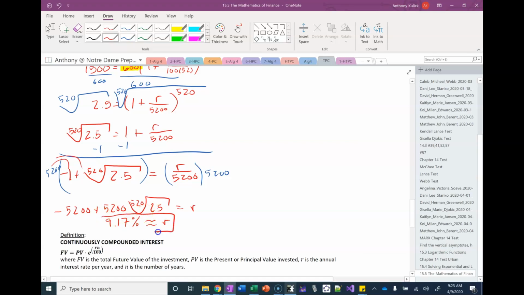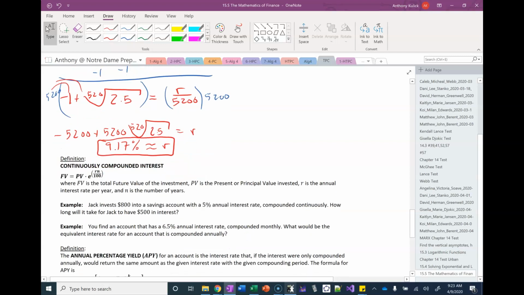And if you can find any investment that's paying you 9.17% per year, that is a fantastic investment. Put a bunch of money in that. That is excellent. That is quite excellent.